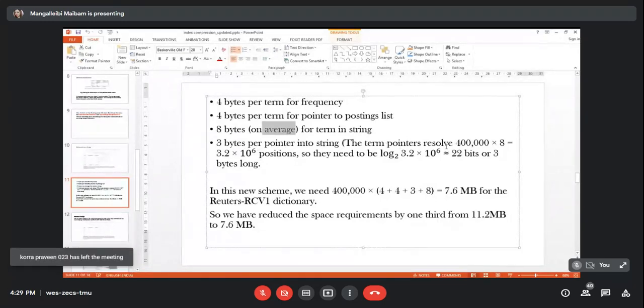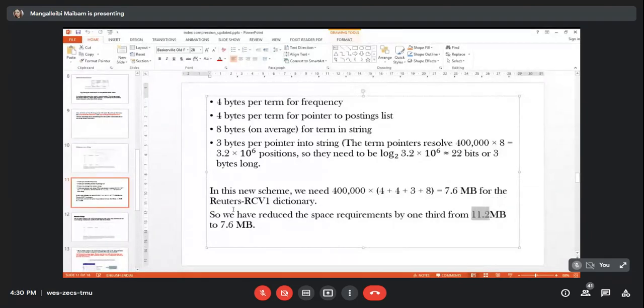So the term pointers resolve. You can see here 4 lakhs into 8, which is equal to 3.2 into 10 to the power 6 positions. So they need to be 22 bits or 3 bytes long. In this scheme, we got about 7.6 MB. Initially, it was 11.2 MB.